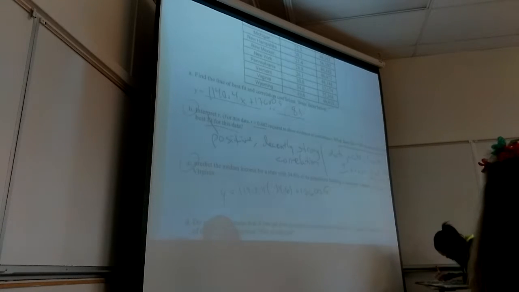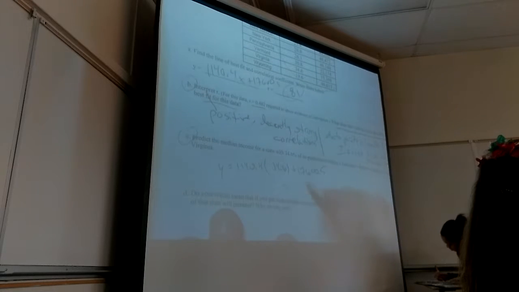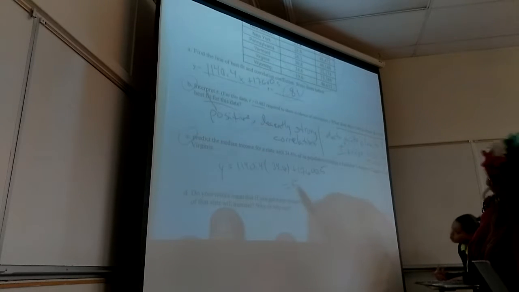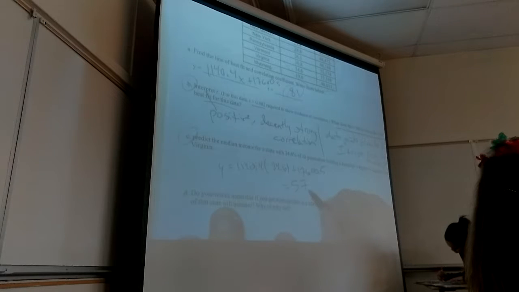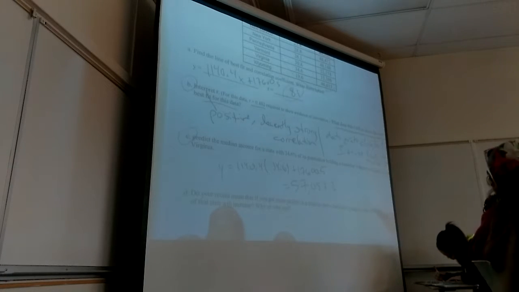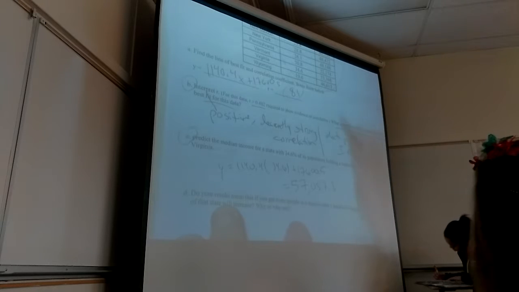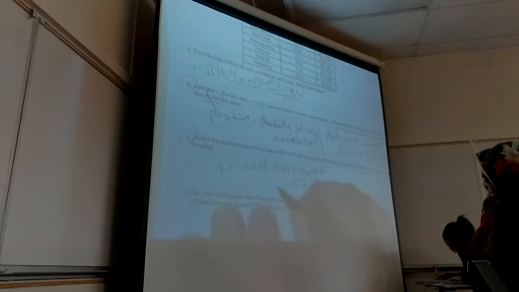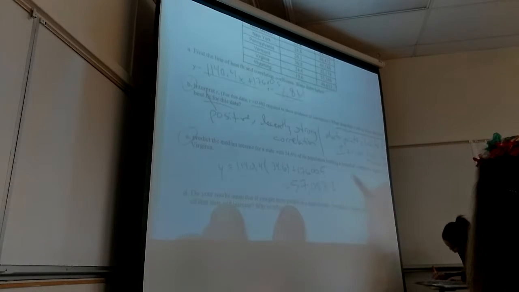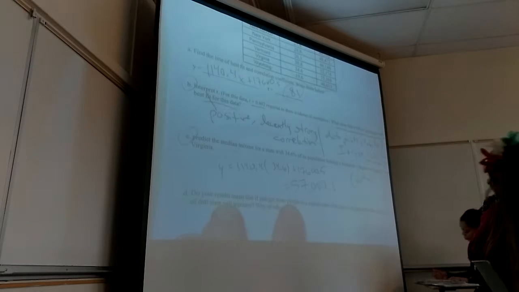And then when you do that, what do you get? 57,000. Who is it? 57,057.3. Something like that? Is that what you guys got? Yeah. Okay. And what's the actual income? That's the predicted income. And what's the actual? 55,368.